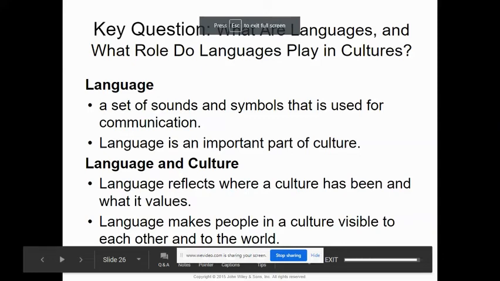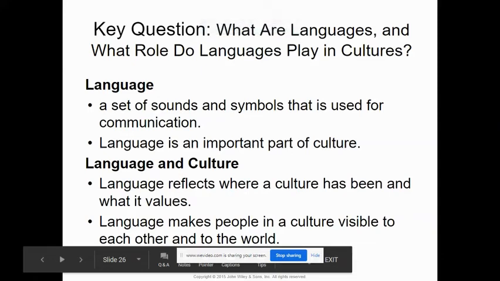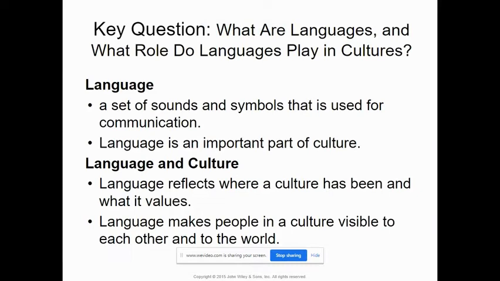All right. Hi. Today we are going to be doing an activity taking a look at language, and you're going to be taking a dialect quiz. But before we get into that, I just want to make sure that we understand what language is, and that it's really important in terms of culture.